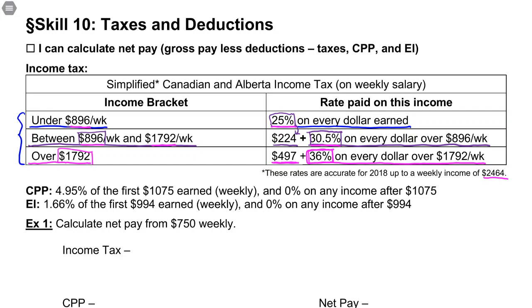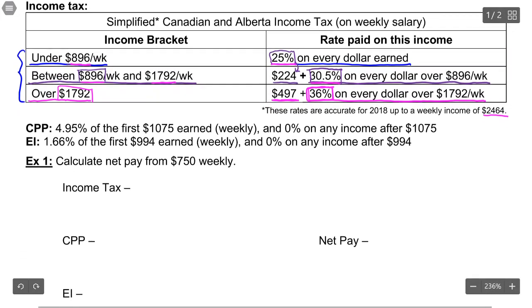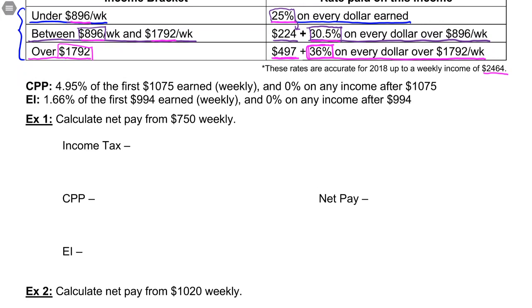Okay, I know that's a little bit confusing, so let's do a couple examples of that, and then we'll worry about CPP and EI after. So example 1, calculate the net pay. Net pay means pay minus all your deductions and taxes and stuff. So calculate the pay after all of this CPP, EI, and taxes stuff from $750 weekly.